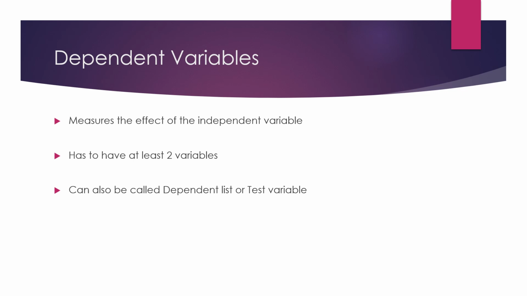Next, we'll talk about dependent variables. Dependent variables measure the effect of independent variables. Dependent variables have to have at least two variables. They can also be called dependent list or test variable.